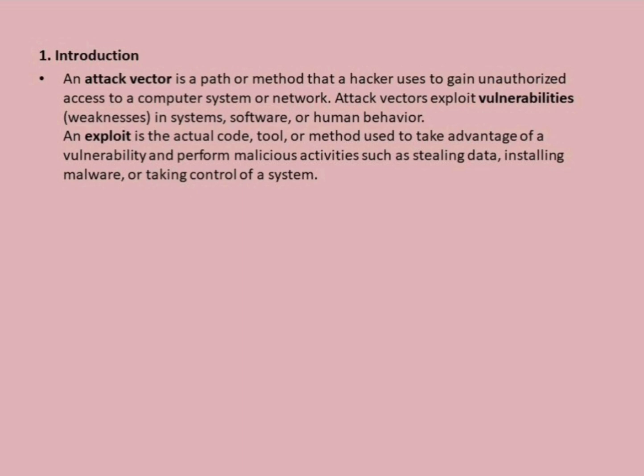The attack vector might be a malicious email attachment, while the exploit is the code that installs the ransomware once the file is opened. In short, attack vectors are the paths, and exploits are the weapons used by hackers. Understanding both is important to protect systems from cyber attacks.